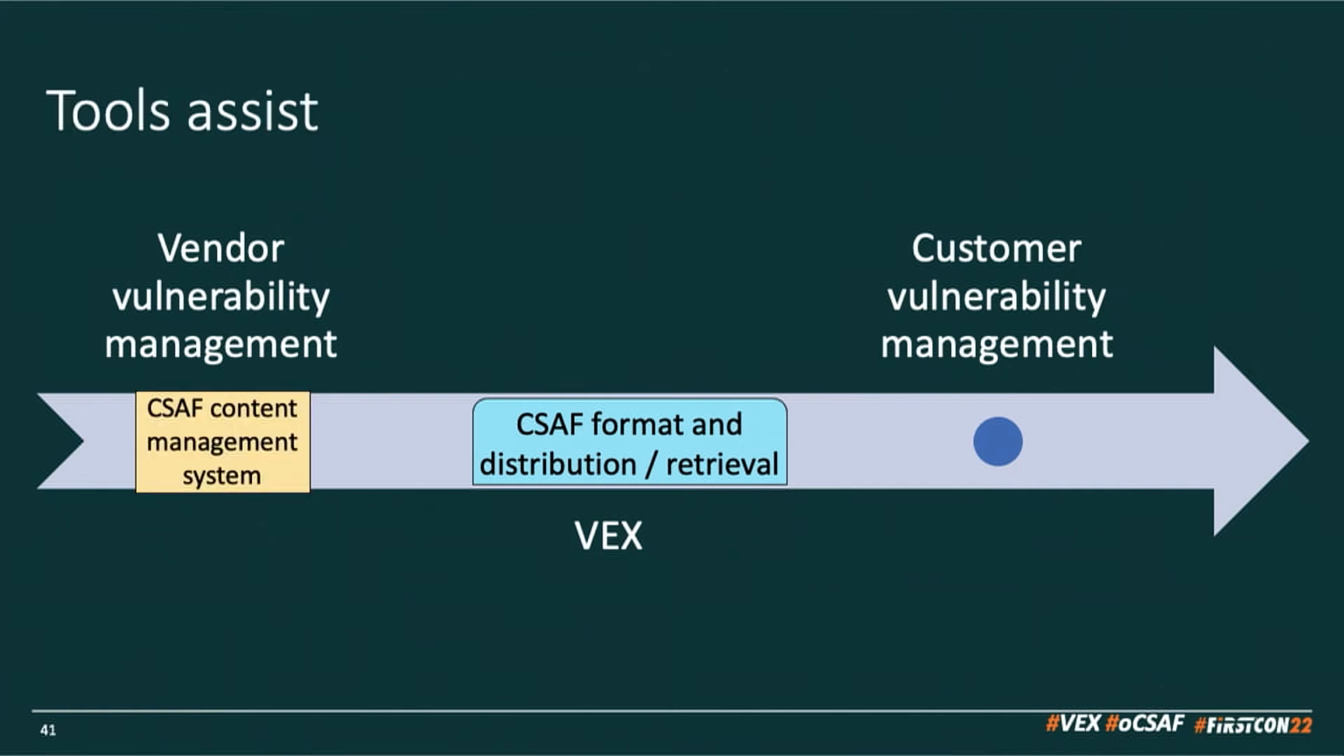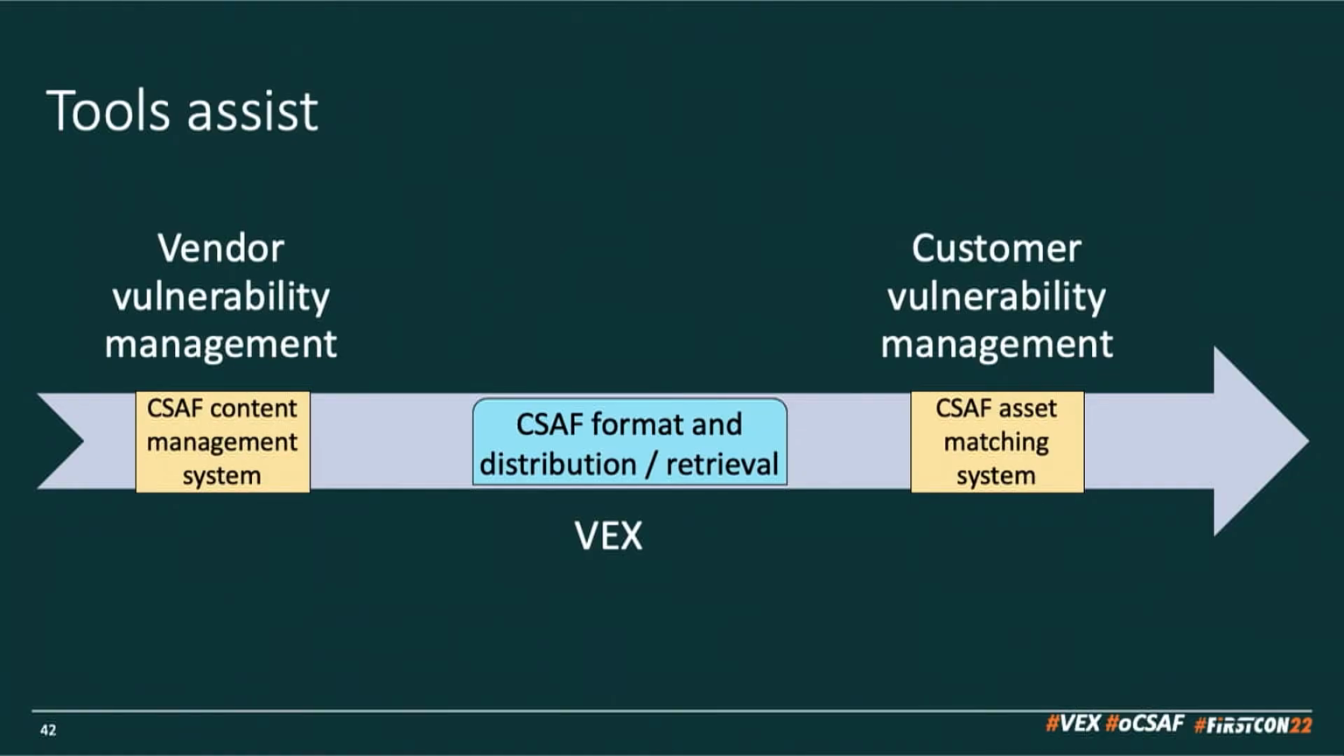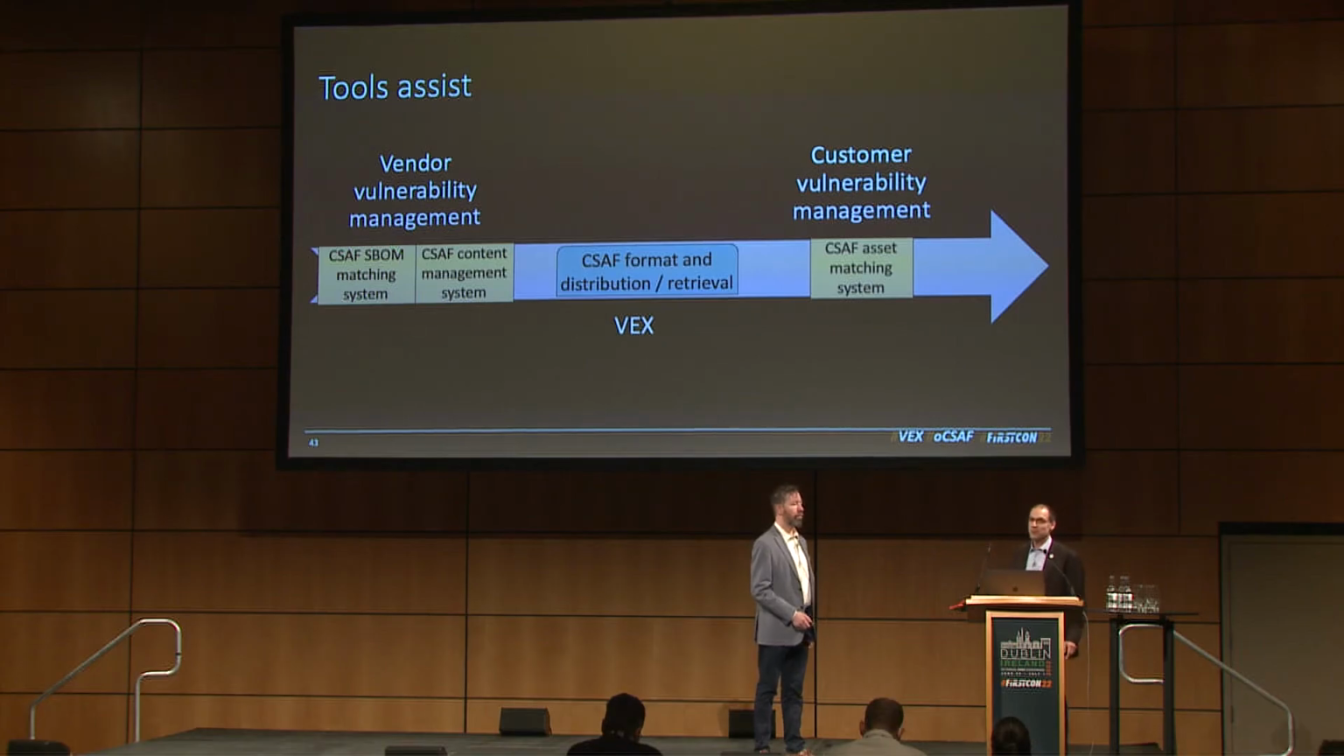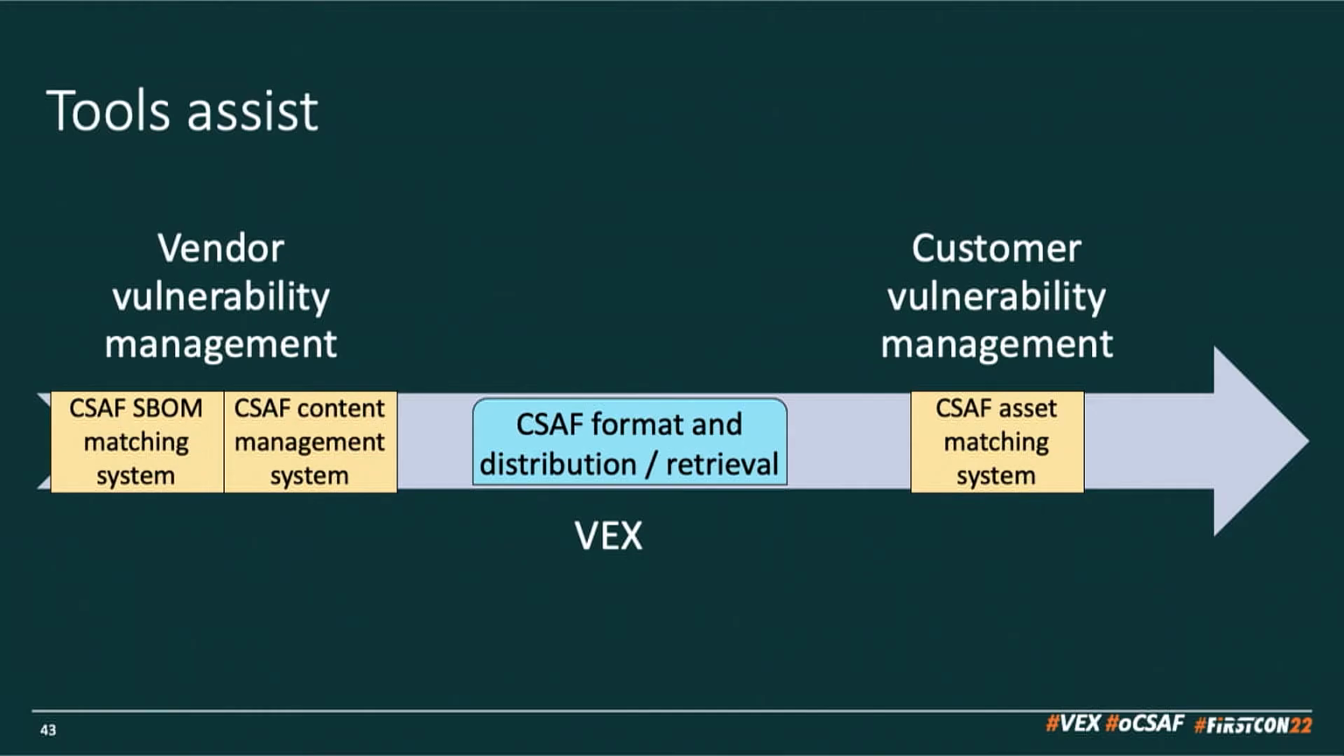And then it comes to tools that can assist, and the standard specifies tools for that. So basically, an author system for CSAF documents, that's a CSAF content management system. And then on the customer side, you have a CSAF asset matching system that gives you only those CSAF documents that are relevant for your environment. And then, obviously, as a vendor, you want to have a CSAF SBOM matching system as an intake, so that when your suppliers supply you with CSAF documents, you can filter them based on your SBOMs and the products and the libraries that you have in your product. So it's scalable and pretty easy.